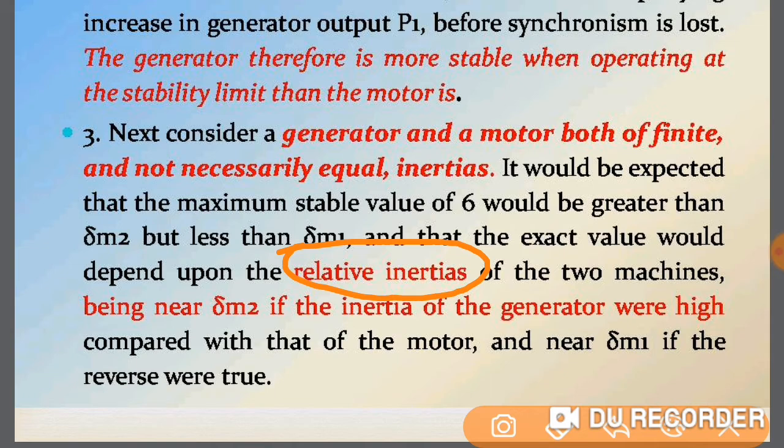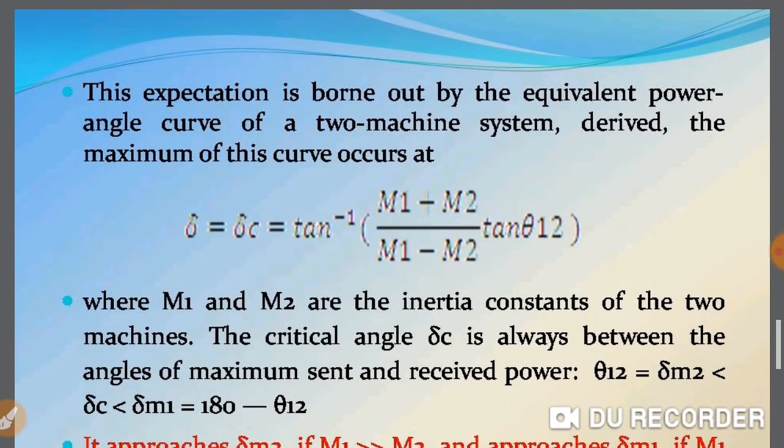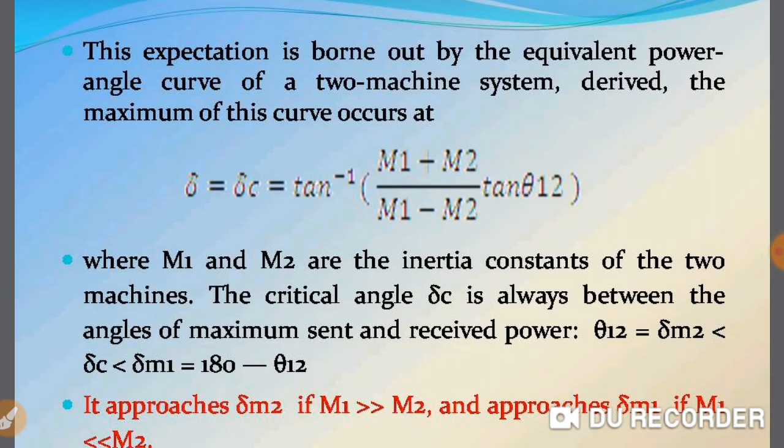So it will be near del m2 if the inertia of the generator were high as compared to the motor, and near del m1 if the reverse was true. So vice versa is going to happen: it will be equal to del m2 if the generator inertia is high, and the reverse will be equal to del m1 if the inertia of the motor is high. So that means we can say that the reverse is holding true.